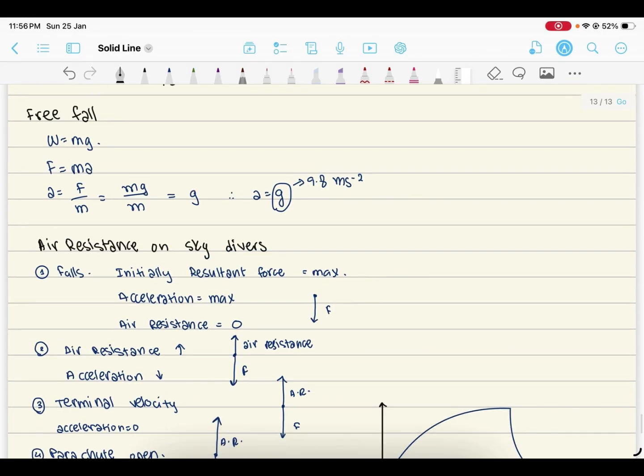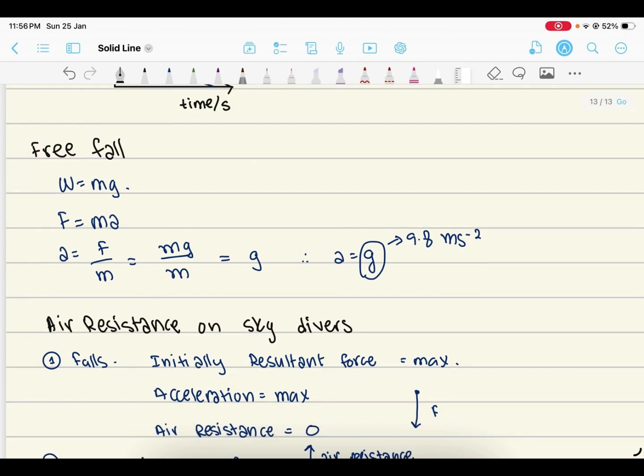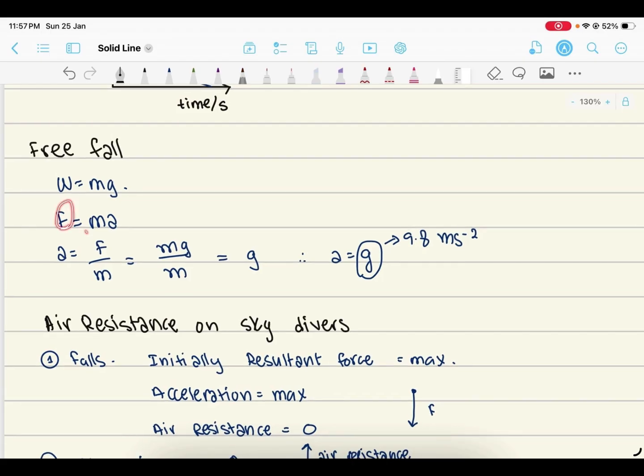Next we have free fall. Free fall is basically when an object falls in a vacuum. A vacuum is a space with no particles, no air whatsoever. So if an object were to fall in a vacuum, this is what would happen to its acceleration. We know W is equal to mg. W is weight, m is mass, g is gravitational field strength, which is 9.81. F is equal to ma, force is equal to mass times acceleration. Then you can say a is equal to F over m, and since weight is a force, we can say W is equal to F. So F is equal to mg, and then you cancel the m, you get g. So a is equal to g.